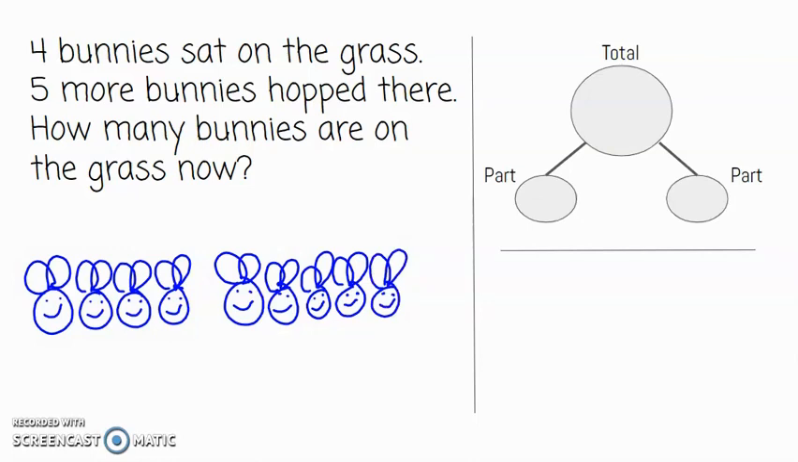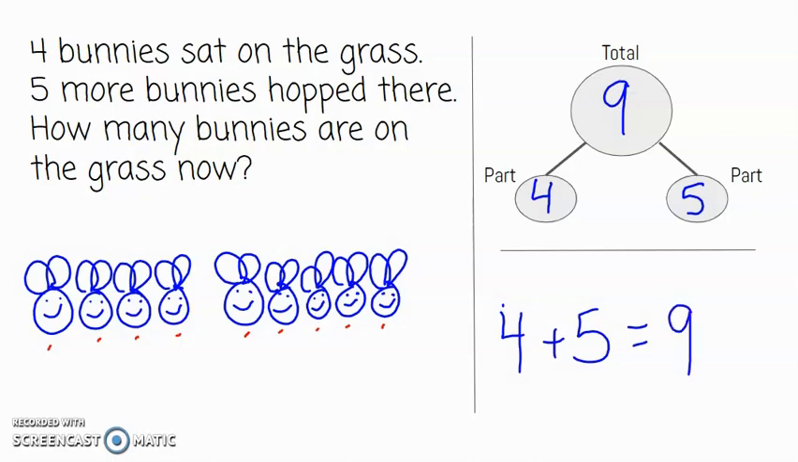In kindergarten, I then may count up all the bunnies in total. 1, 2, 3, 4, 5, 6, 7, 8, 9. I can also represent each part of this problem using a number bond. A number bond is an organizer that helps students see the part-total relationship of a problem. In this case, we start with one part, which is 4 bunnies. 5 more bunnies come over, and that's the other part. The total number of bunnies on the grass now is 9. My final step is to write this as an equation. 4 plus 5 equals 9.